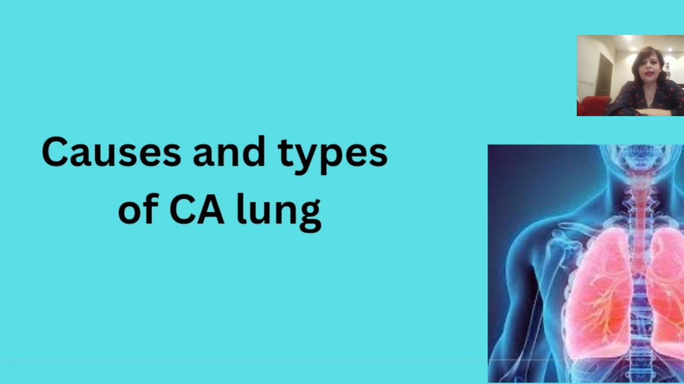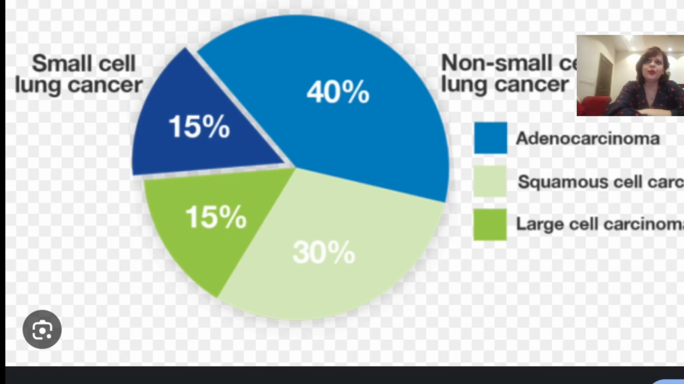First of all, causes and types of CA lung. The most important cause is smoking, and the types are small cell tumor of lung and non-small cell tumor of lung. Small cell tumor of lung constitutes 15%, while the rest are non-small cell tumors, which include adenocarcinoma, squamous cell carcinoma, and large cell carcinoma.